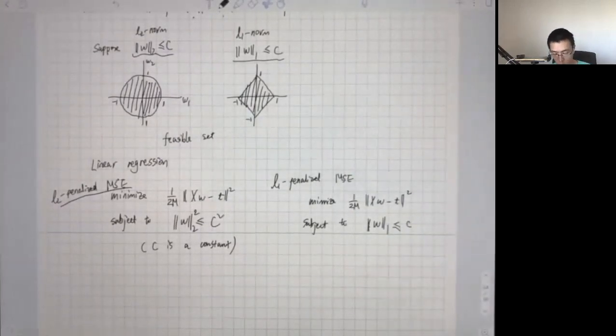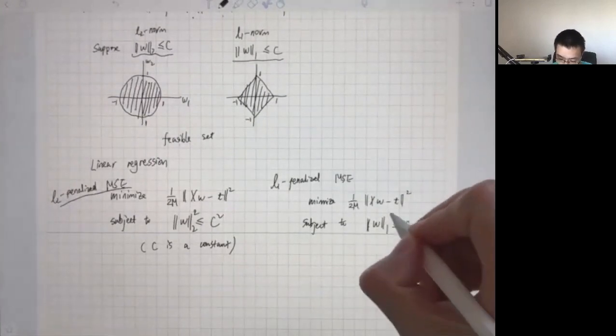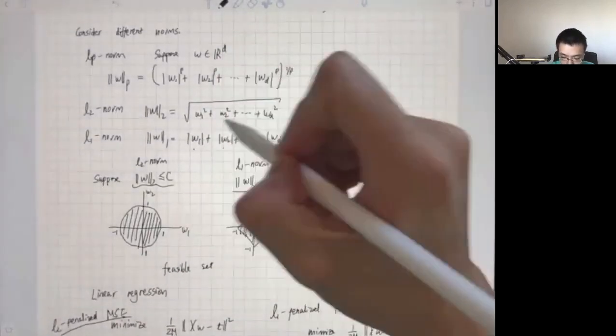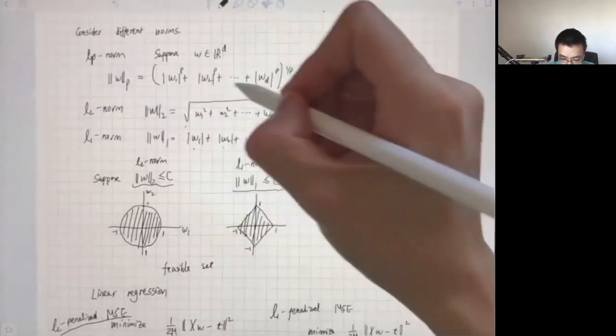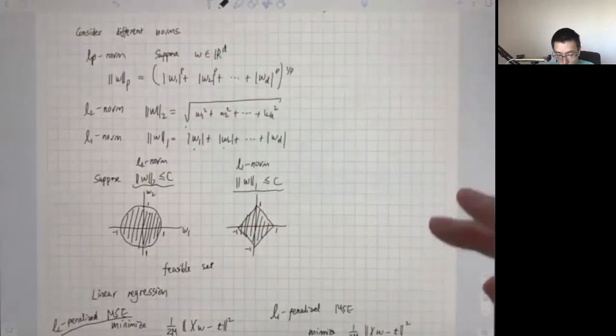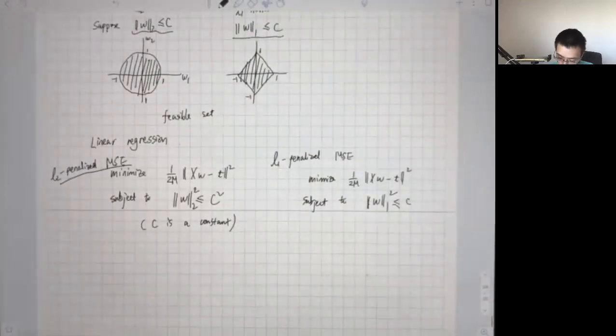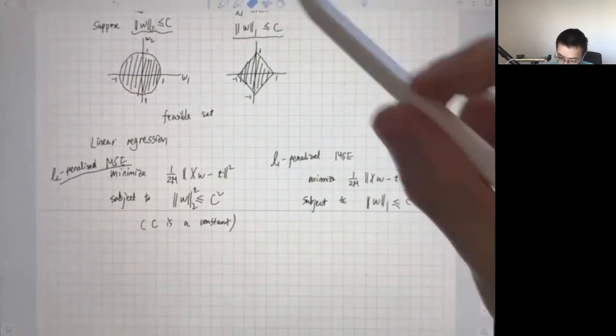Okay, C is also a constant. And this time I'm not taking the square because with the L1 norm, if you take the square, it's inconvenient, right? But if you take the L2 norm square, then you cancel out the square root, then it's convenient. Okay, so I don't have the square.